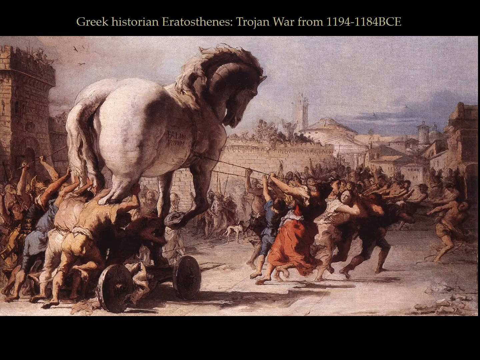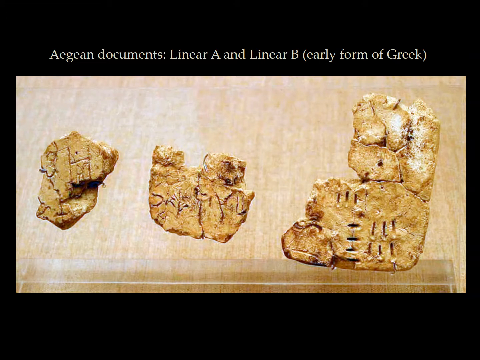Eratosthenes, for instance, is going to be one who states that the war lasted a decade, as described by Homer in the Iliad, and lasted from 1194 until 1184 BCE, culminating with the Trojans bringing the horse into the city with the Greek troops inside, thus ending this decade-long conflict.